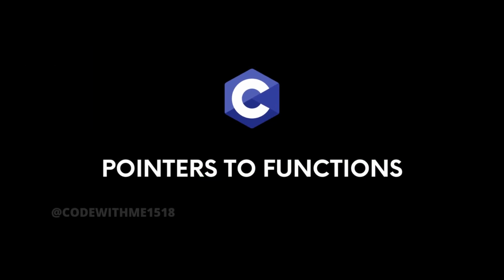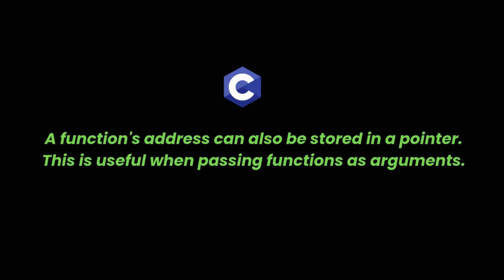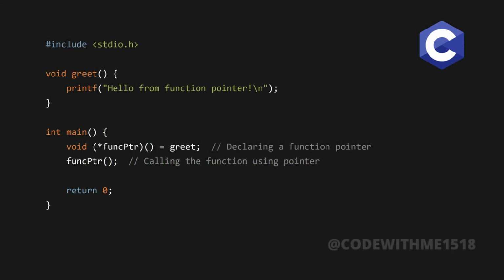Pointers to functions. A function's address can also be stored in a pointer. This is useful when passing functions as arguments. #include <stdio.h>, void greet, printf hello from function pointer. int main, void (*funcptr)() = greet; declaring a function pointer, funcptr. Calling the function using the pointer. return 0.